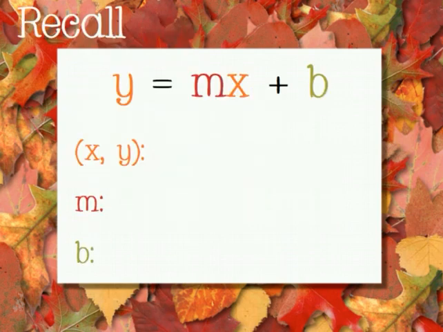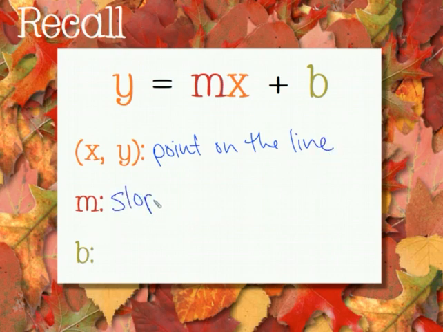All right, so hopefully you remember this from algebra. Y equals mx plus b is slope-intercept form of a line. So the x and the y is just some point on the line. We usually just leave that as x and y. M is the slope, and b is the y-intercept. That's where it crosses the y-axis.